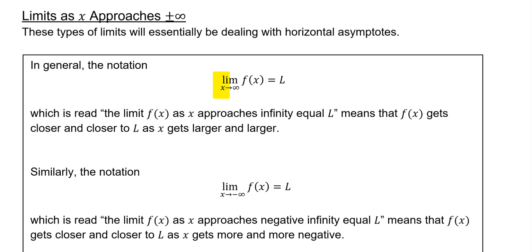So you might see the same notation that we've been using before, except notice that x is approaching positive or negative infinity. Because infinity is not a number, right? Positive and negative infinity is not a number. So when you're looking at this on a graph, x approaching positive infinity means x is getting larger and larger, which means you're going to look all the way to the right on the graph and see where the y values are going. X approaching negative infinity means x is getting more and more negative, which means you're going to look all the way to the left on the graph.